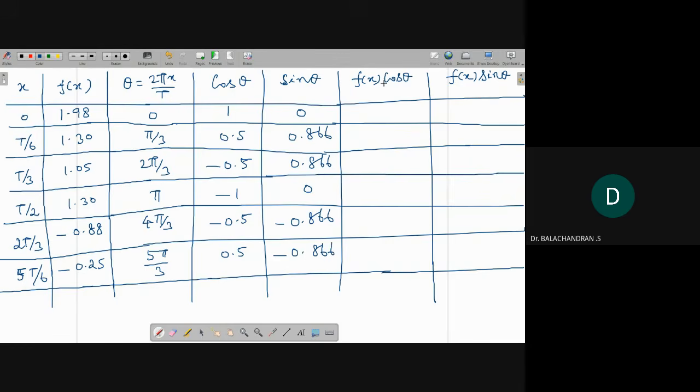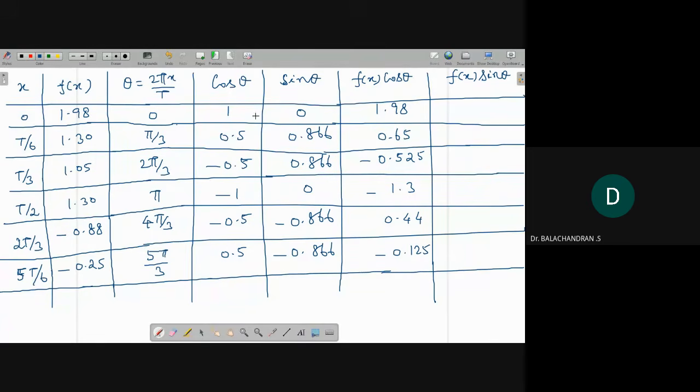Now multiply f of x into cos theta, column 2 and column 4. That is 1.98. So please check it. If I have made any mistake, please point out. Next 0.65, minus 0.525. The next minus 1.3. And then if I multiply these two, half of this, so 0.44. I multiply these two, half of it is minus 0.125.